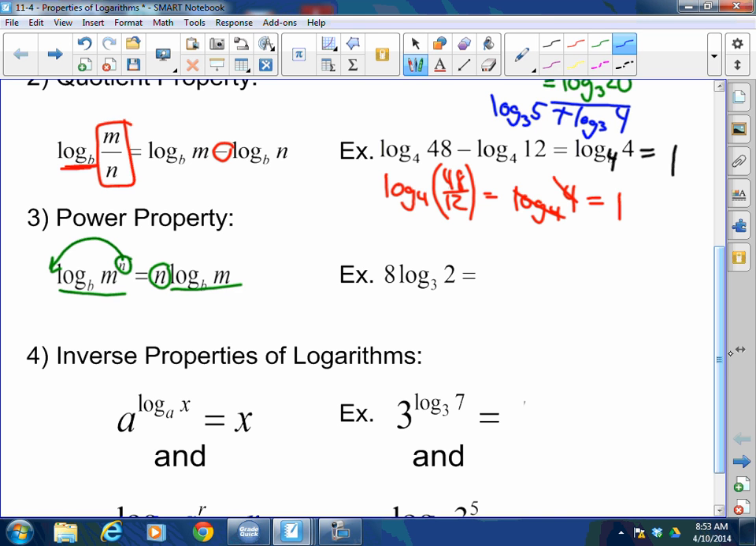Do you notice here how this 8 is being multiplied to the log base 3 of 2? I can simplify this by saying log base 3 of 2 to the 8th power. And that would be log base 3 of 2, 4, 8, 16, 32, 64, 128, 256.